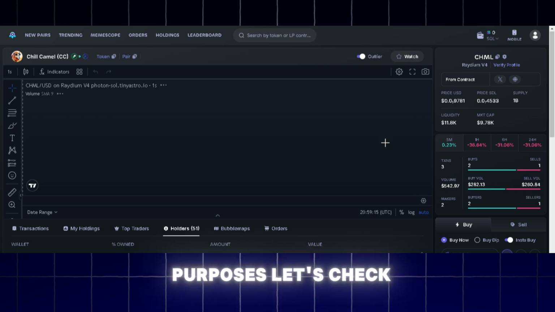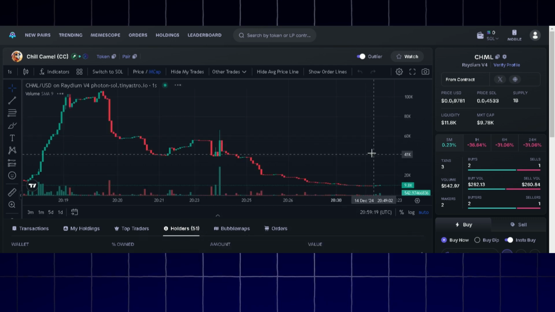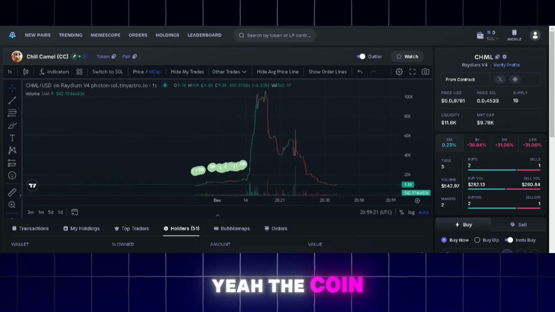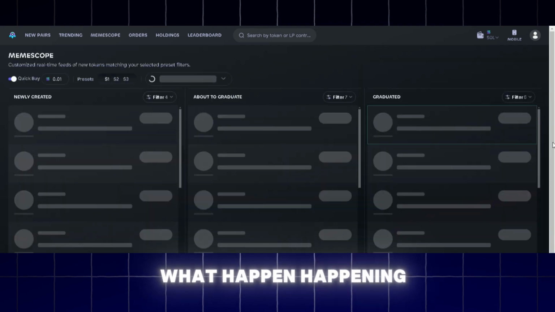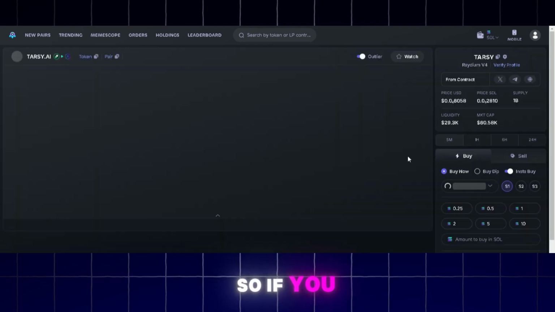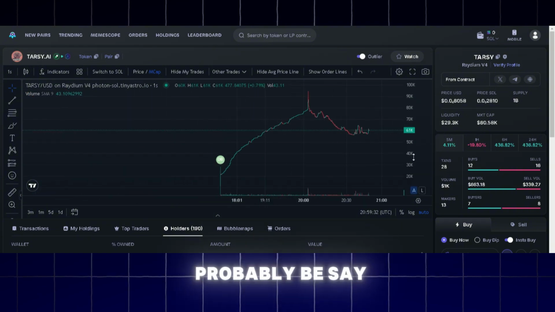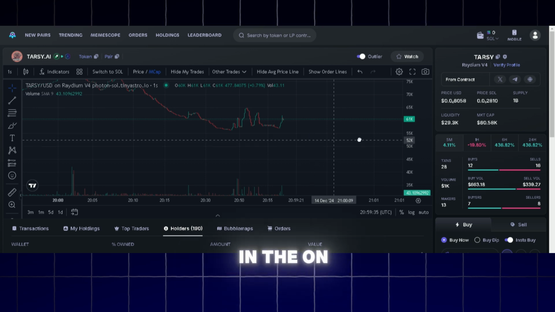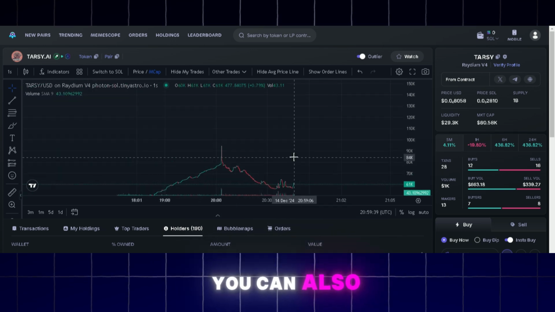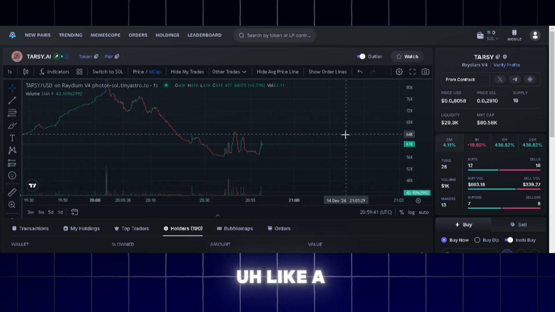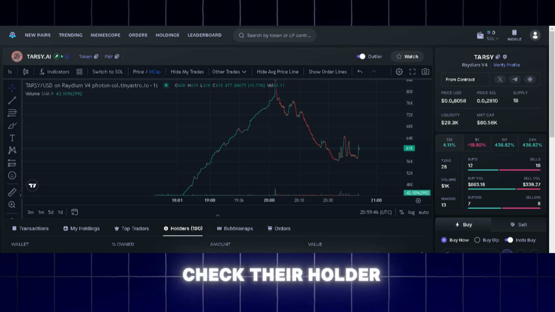For trading purposes, let's check their chart. Yeah, the coin is done, guys. See, this is what is happening in the meme coin space. So if you want to trade for long-term purposes, I would probably say you should trade on the DEX Screener. But if you are a fast trader, you can also trade on Photon, and this can also help you. So let me check their holders.